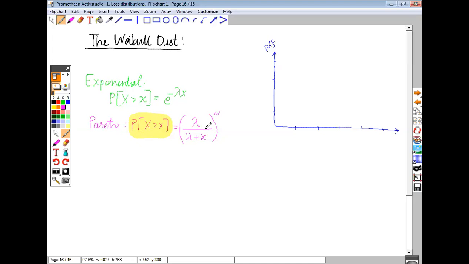Just a guess, the lower tail. The lower tail would be for exponential or for Pareto? Pareto. Pareto. And why do you think so? It's just a guess. Just a guess.